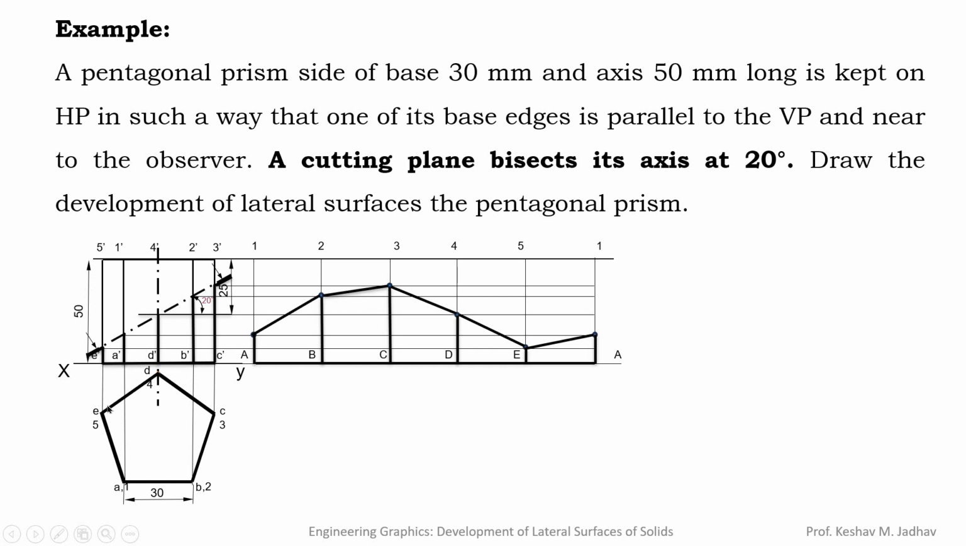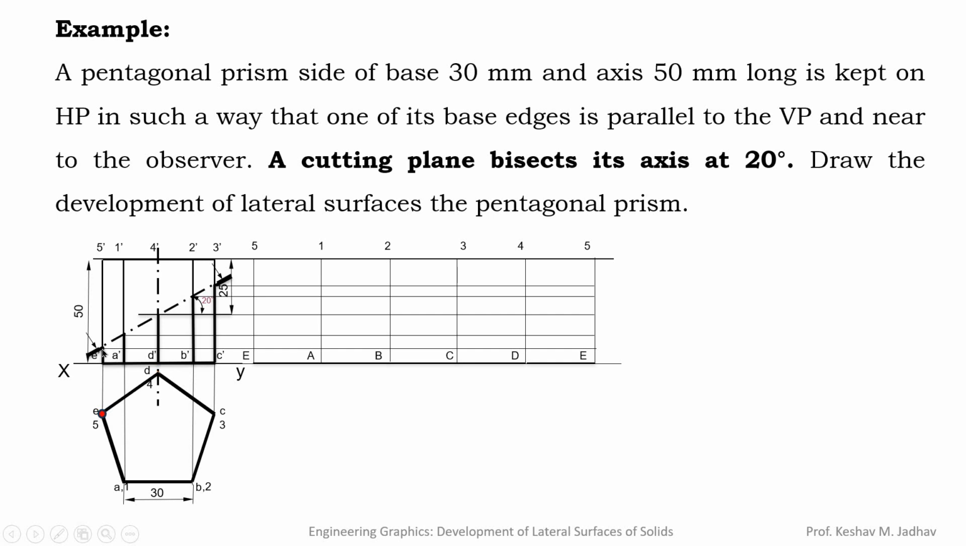Now instead of A, suppose we unfold by taking the unfolding point from E, then the development of lateral surfaces will be slightly different. So here the numbering will start from E instead of A because we are unfolding from the E point. So here we can write E, A, B, C, D and again E. So the first point and last point will be the same. Similarly at the top side also it will start from 5. So 5, 1, 2, 3, 4 and again 5. Now as the names are changed, the points will also change.